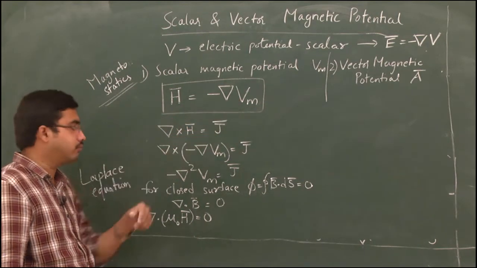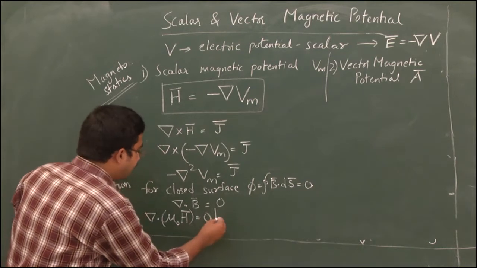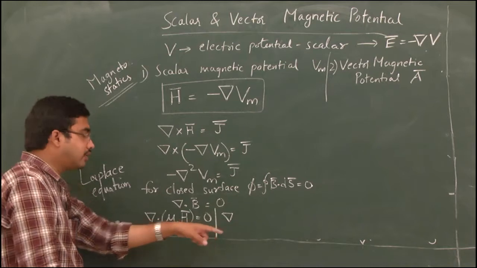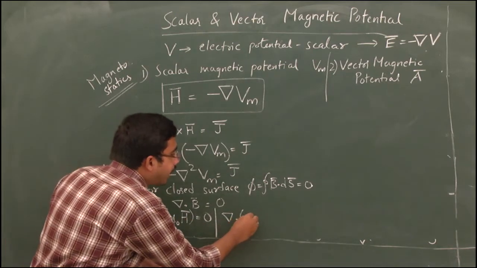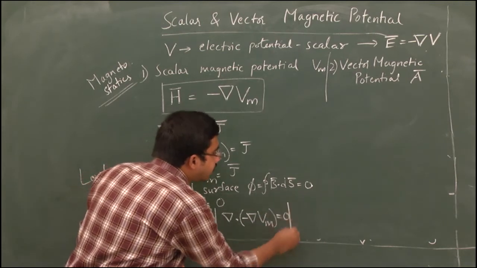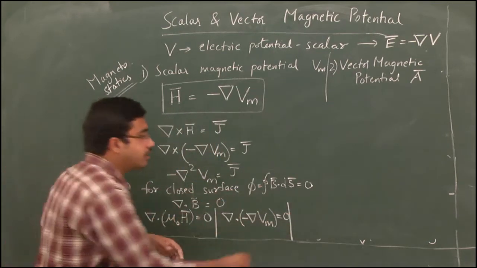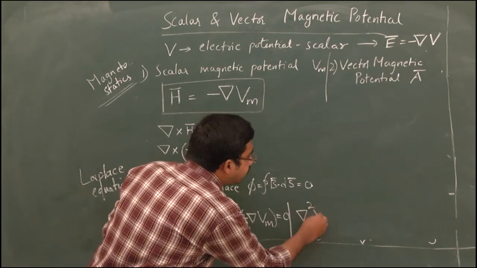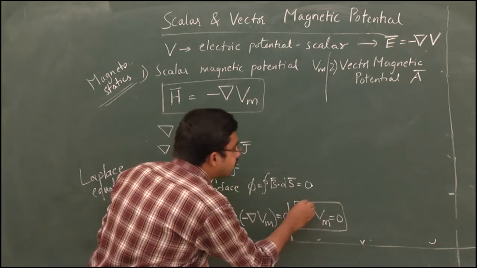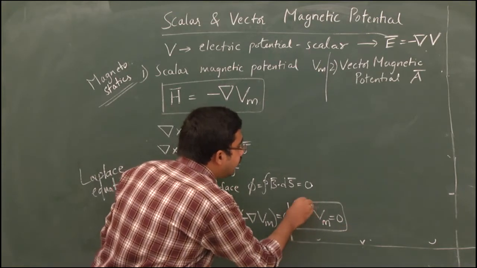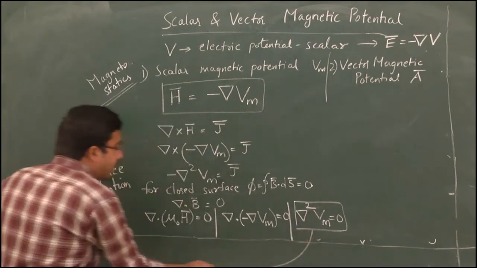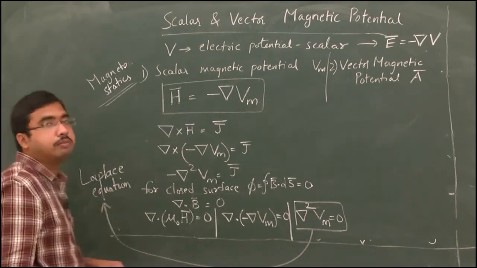Where H bar can be taken as minus del Vm. Sending mu naught to that side, we get del dot minus del Vm is equal to 0, which states that the minus can be sent to that side. Del square Vm is equal to 0. This is the Laplace equation. Del square Vm is equal to 0.